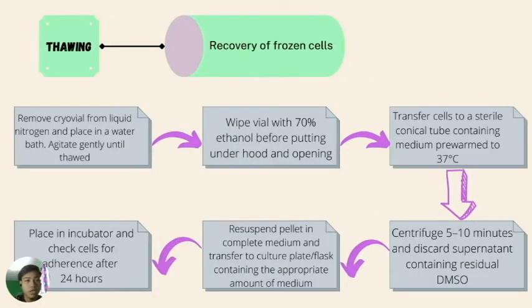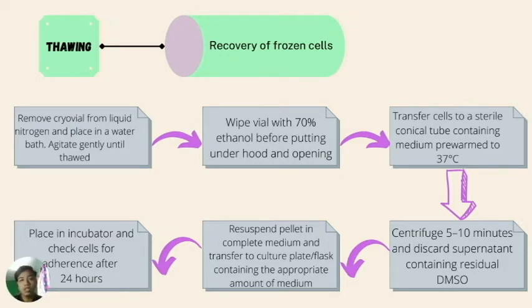And the fourth one, thawing, recovery of frozen cells. Firstly, remove the cryovial from liquid nitrogen and place it in a water bath. Agitate gently until thawed. Wipe the vial with 70% ethanol before putting it under the hood and opening. Next, transfer cells to a sterile conical tube containing medium pre-warmed to 37 degrees Celsius.